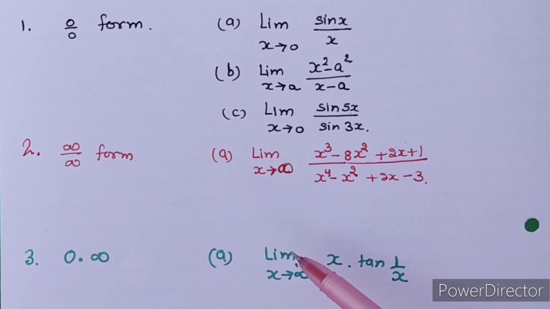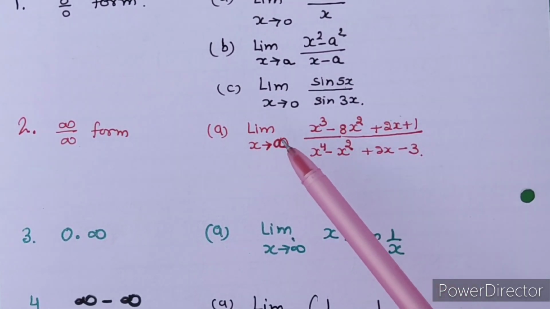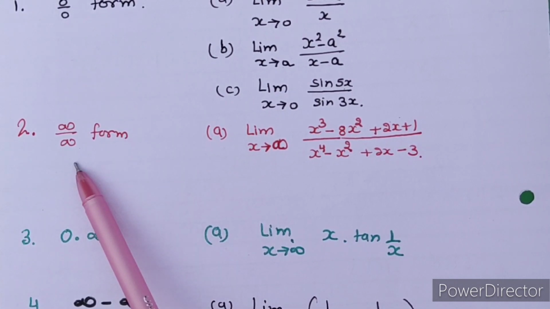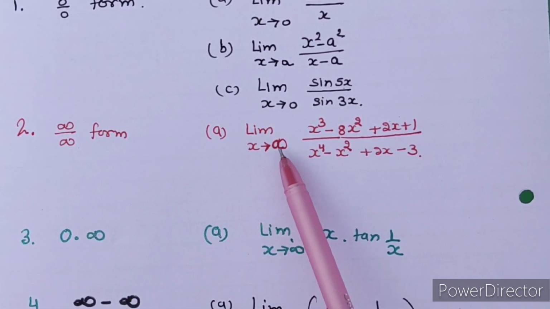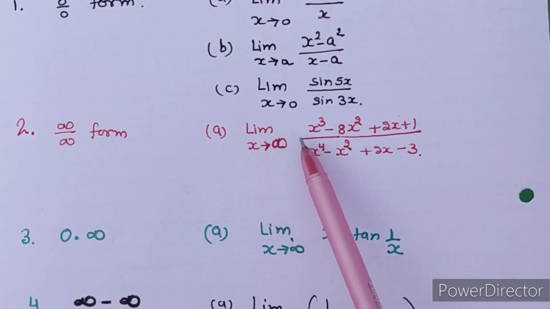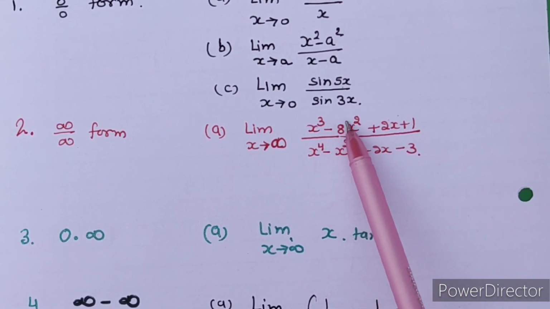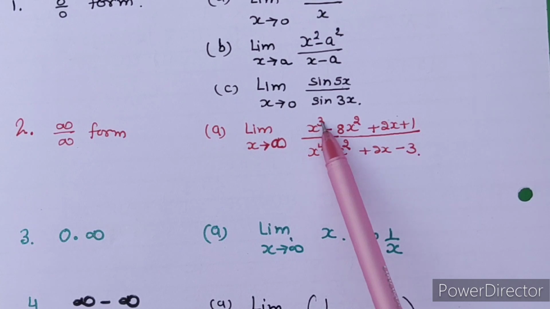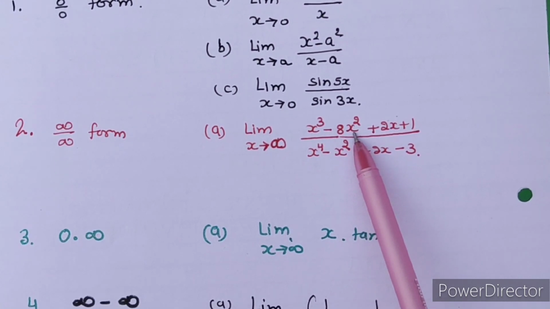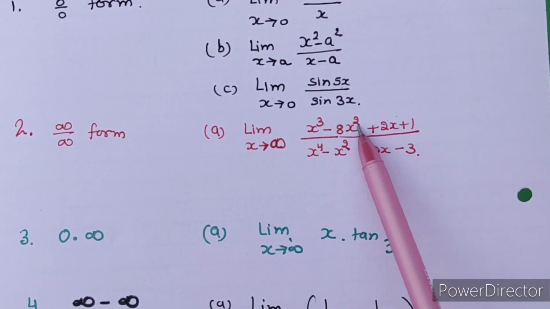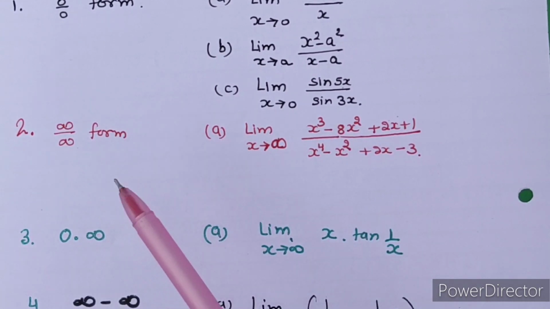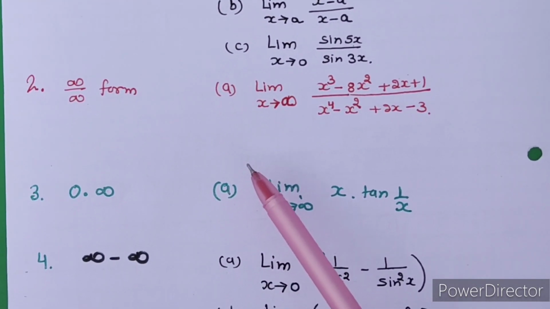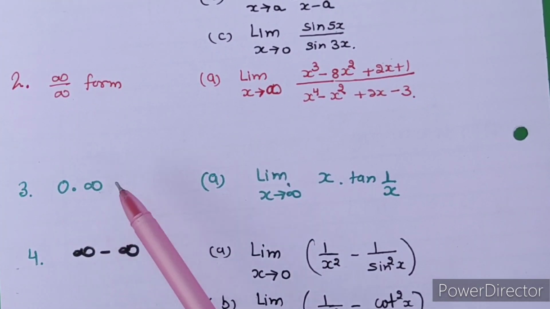Next is another indeterminate form, infinity by infinity. It means when you put in the values, the numerator as well as the denominator becomes infinity by infinity. This is infinity cube minus 8 infinity square and so on. So this is the example of infinity by infinity form. Now the next example is 0 into infinity form.